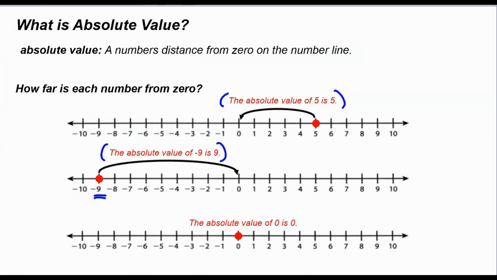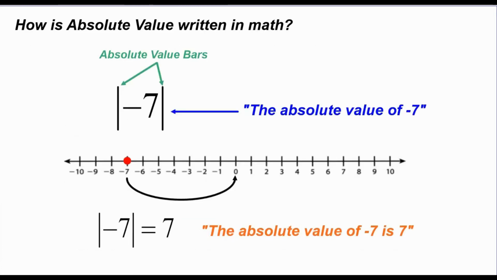So really all we're doing is making the value positive because we're talking about how far away something is from zero. And then lastly here, just to make this clear, zero, how far is zero from zero? Well, zero is 0 units from zero. So the absolute value of zero is 0. So again, with absolute value, we're talking about distance here. We're talking about how far away from zero something is.